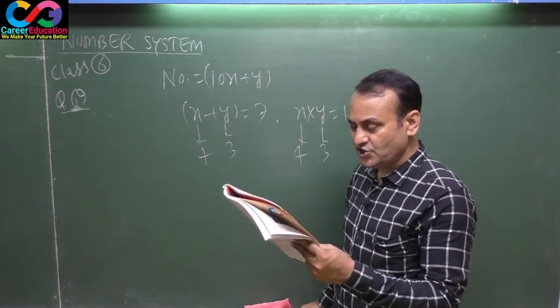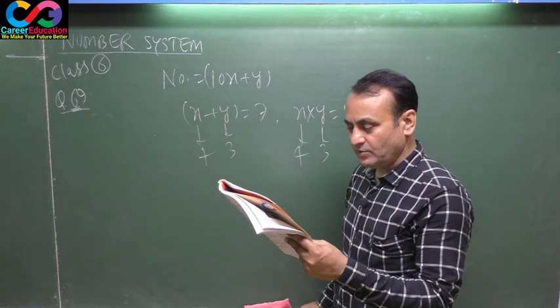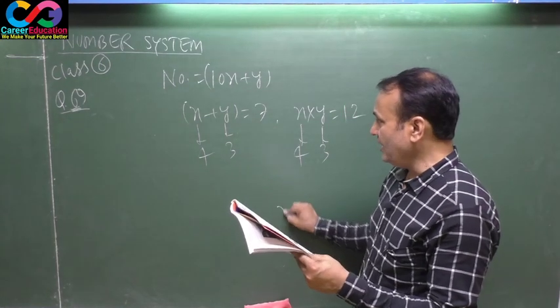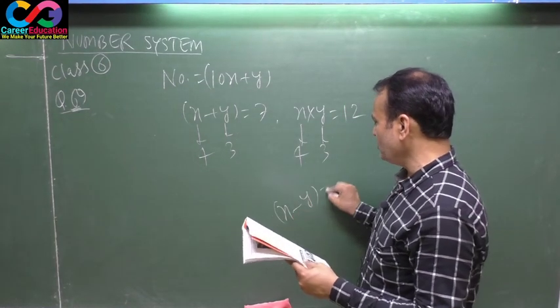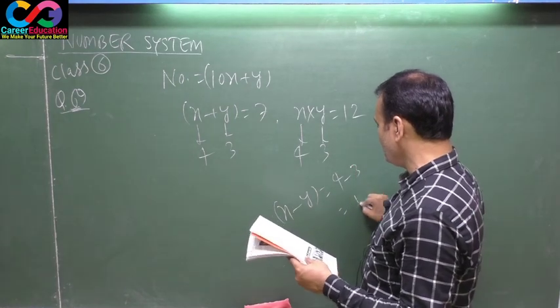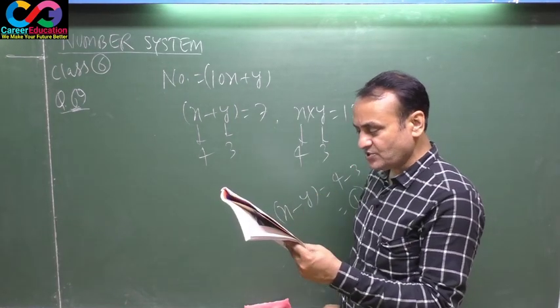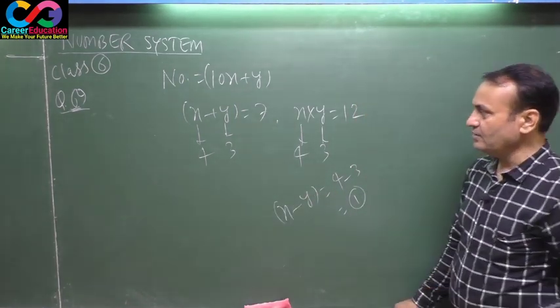The question says find out the difference of the digits, that is x minus y, and this is 4 minus 3 equals 1. 1 should be the answer, match. Okay, that is the right answer.